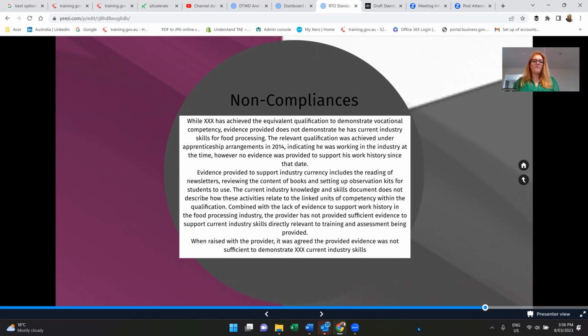We need to see that happening. So evidence provided to support industry currency includes a reading of newsletters, combined with the lack of evidence to support work history. The provider has not provided sufficient evidence to support industry current skills directly related to the training and assessment being provided. Okay, so we've got to make sure that we are doing these things.